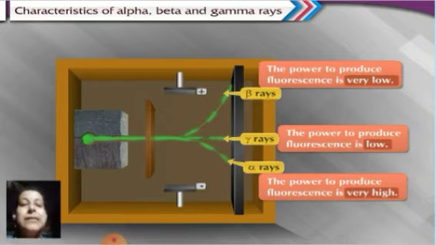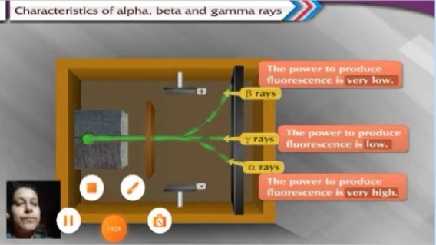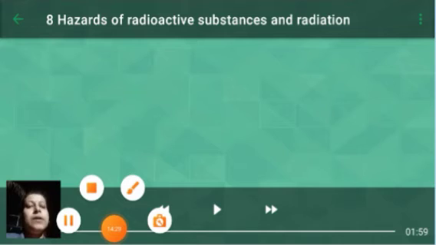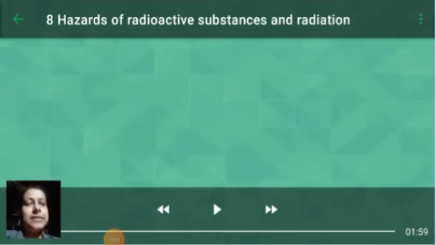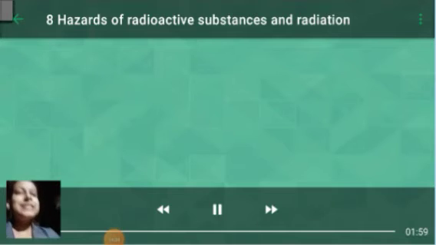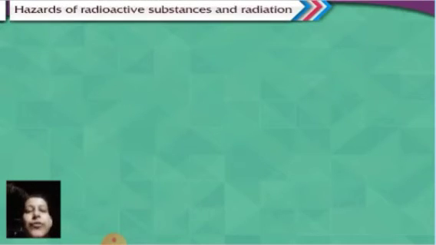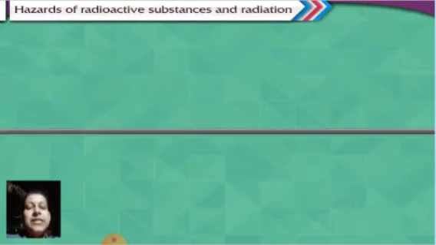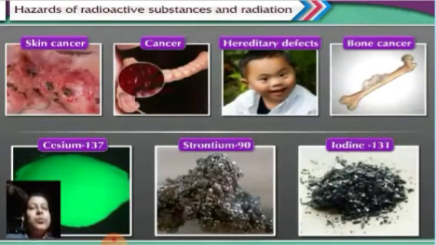Now let us learn about the hazards of radioactive substances and radiations. There are various hazards of these radiations or radioactive substances. Let us learn each one of them. The first thing is that the central nervous system is affected by the radioactive radiation.